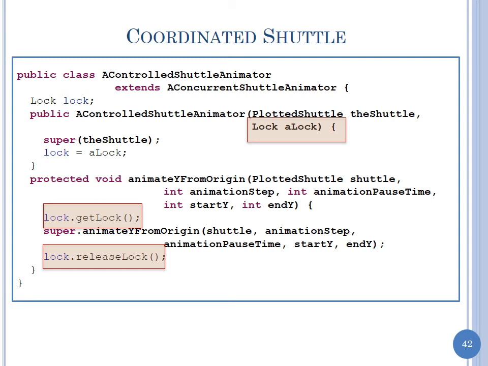So animate y from origin goes and gets a lock before it's executed, and so I've defined a class that overrides the previous class. The previous class had an animate y from origin that did not check for locks. I've got a new animator that gets a lock, calls the super method, lets it do the job, and then releases the lock. And that lock is passed as an argument to the constructor.